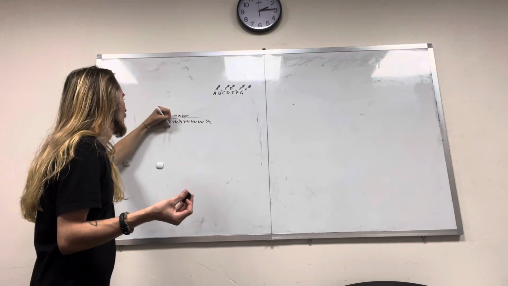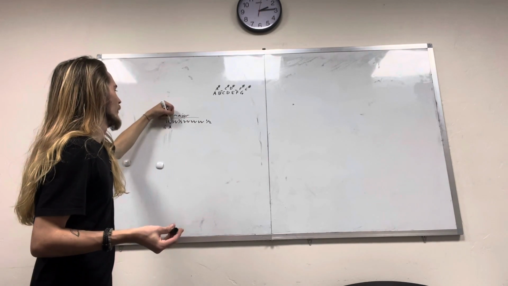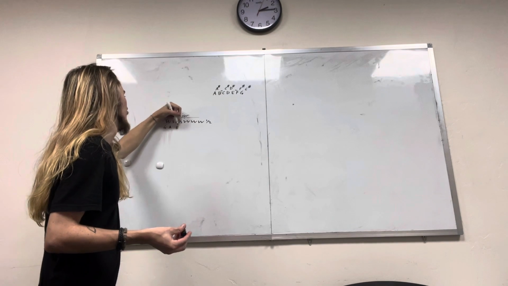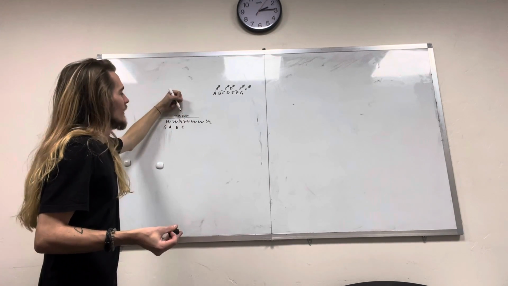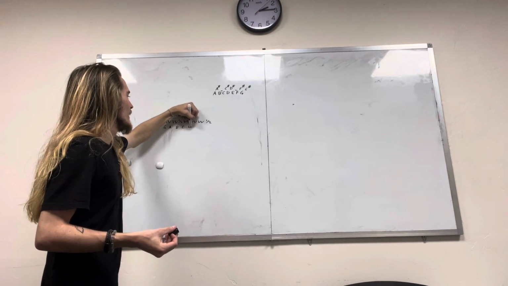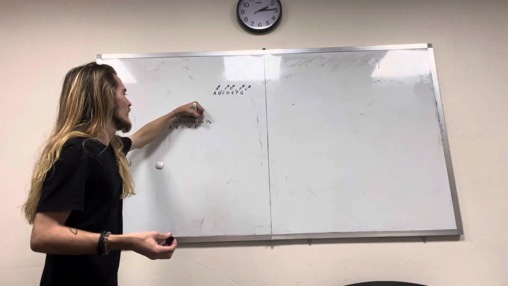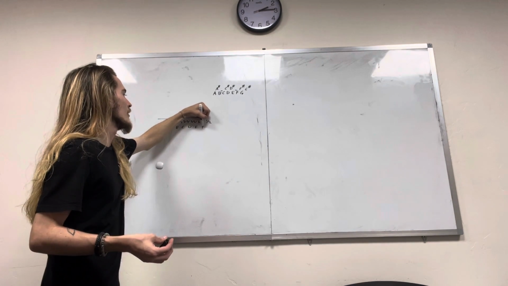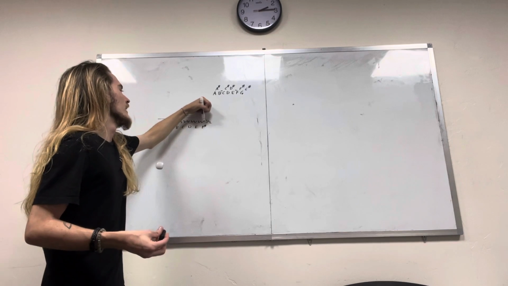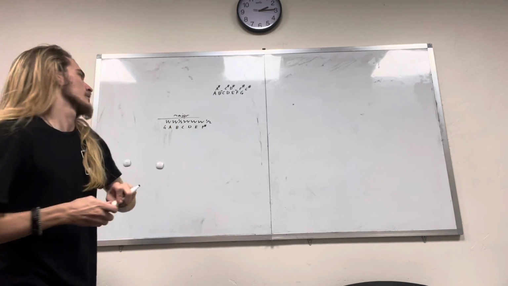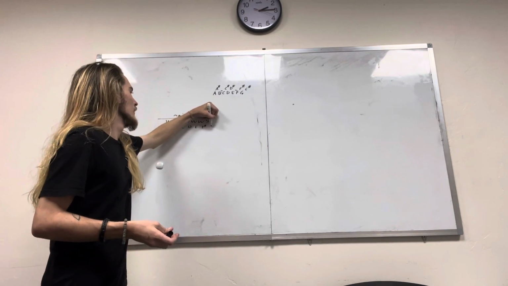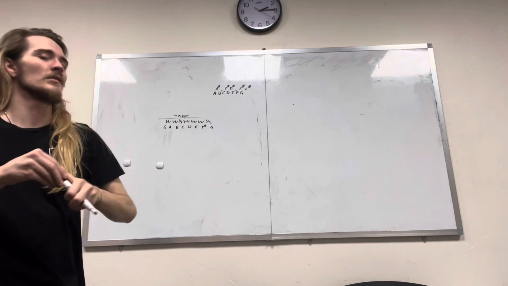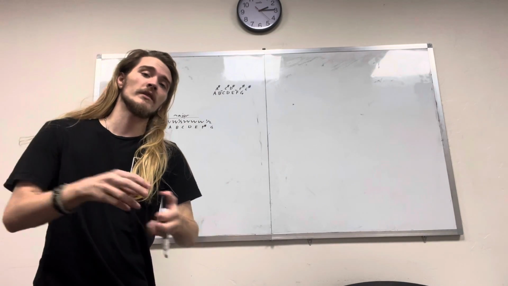from G, we end up at A, right? If we go up a whole step from A, we end up at B. If we go up a half step from B, we end up at C. If we go up a whole step from C, we end up at D. If we go up a whole step from D, we end up at E. If we go up a whole step from E, we end up at F sharp. And then if we go up one more from F sharp, we end up back at G, right? And this is the spacing that we have for all of these notes.